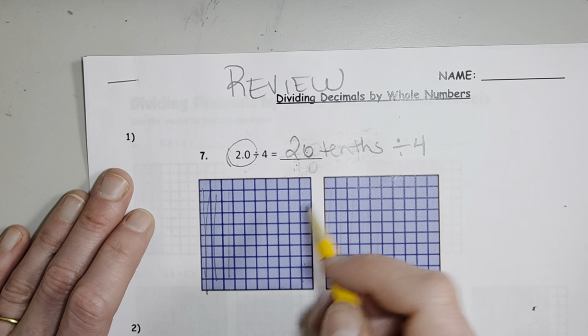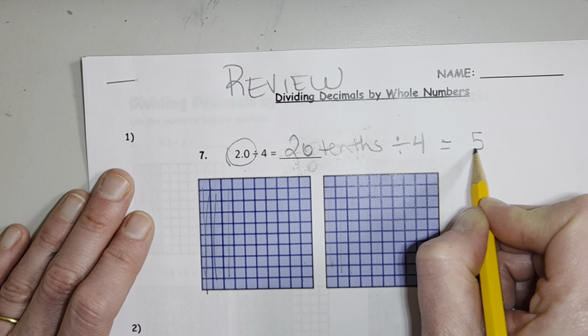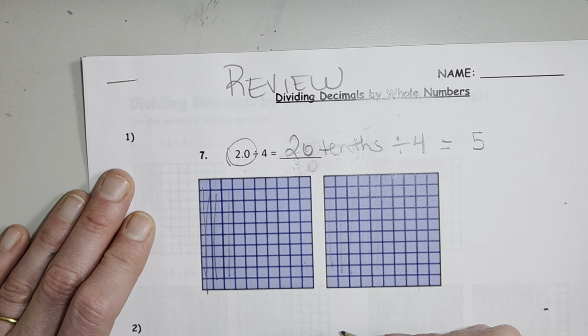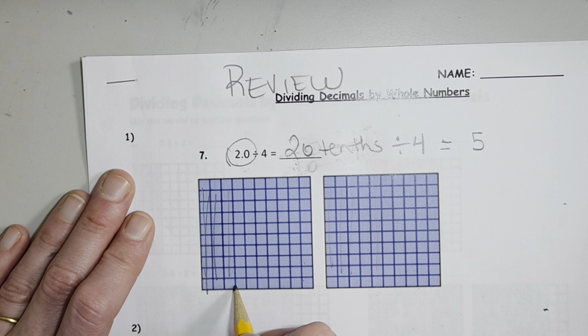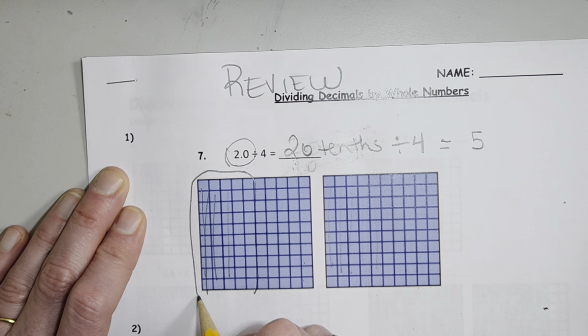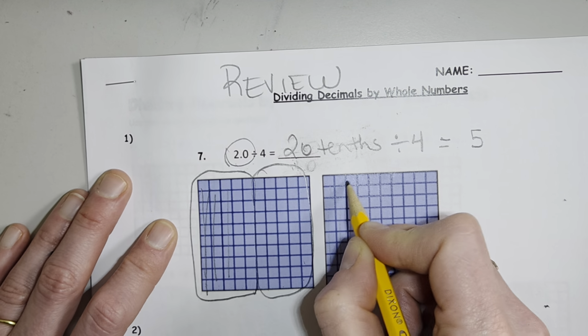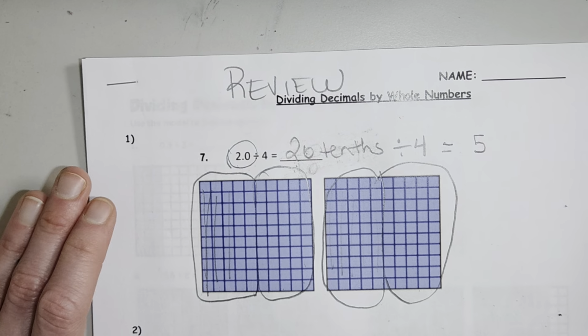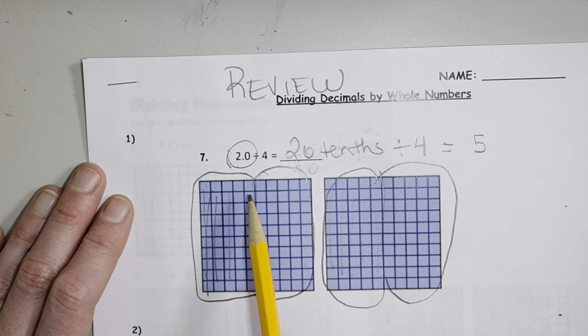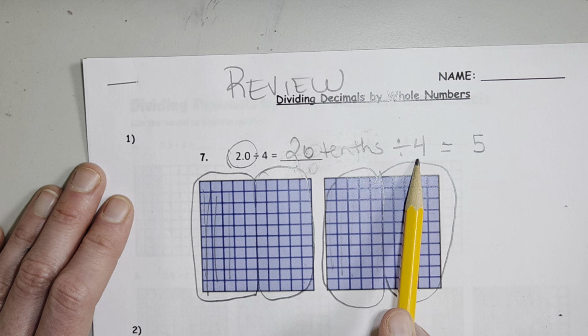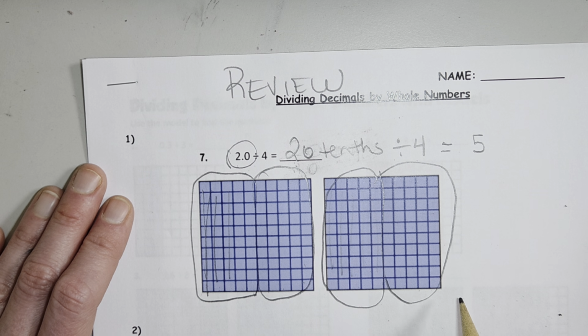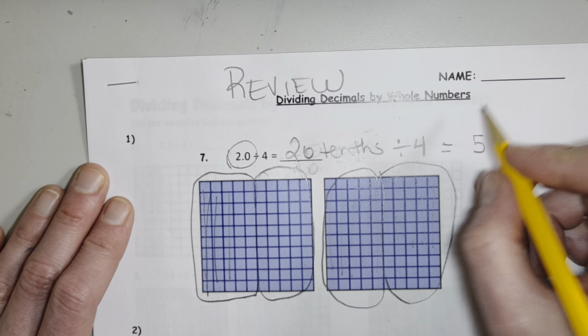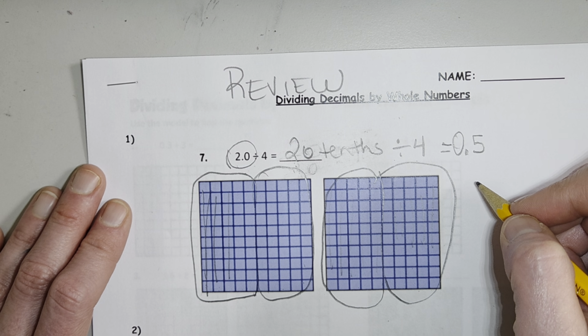20 tenths divided by 4. 20 divided by 4 is 5. But is our answer going to be 5 wholes or 5 tenths? Let's double check. Let's count out 5. 1, 2, 3, 4, 5. Here's 5, here's 5, here's 5, and here's 5. So 20 tenths divided by 4 gives us 4 groups of 5 tenths. So our answer is going to be 5 tenths.